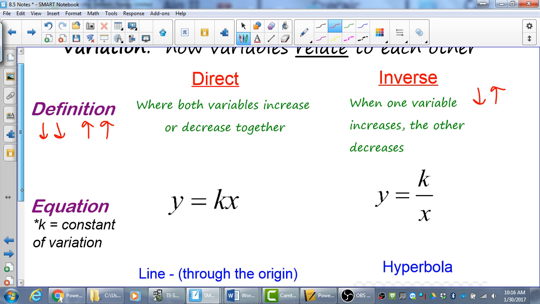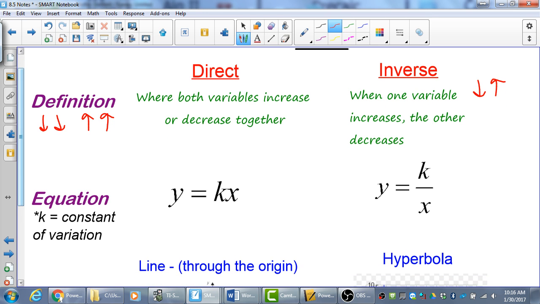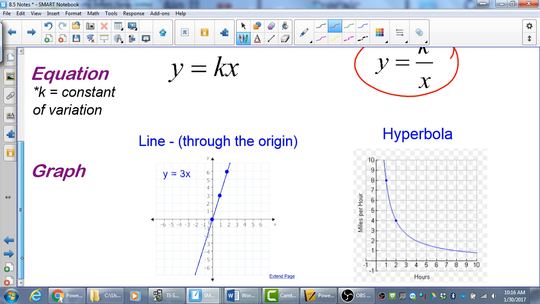Now the equation that goes along with that is y equals k times x. Now we will find the k. That's a number. So k is not really a variable, it's a number. Now if it's an inverse relationship, then it can be written like this, y equals k over x. So we multiply if it's direct, we divide if it's an inverse relationship. What does this say? If you graph them, y equals 3x, a direct relationship, looks like a line. An inverse relationship looks like a hyperbola, it's called.